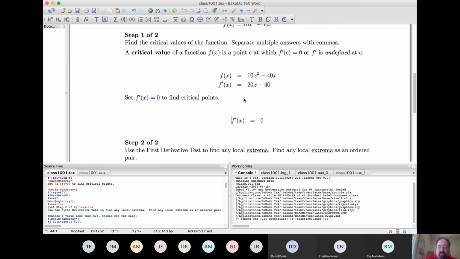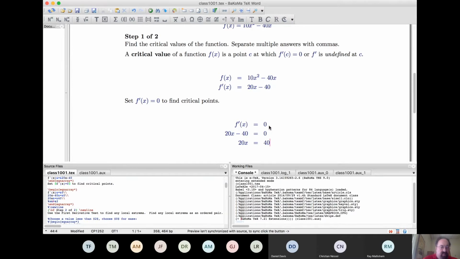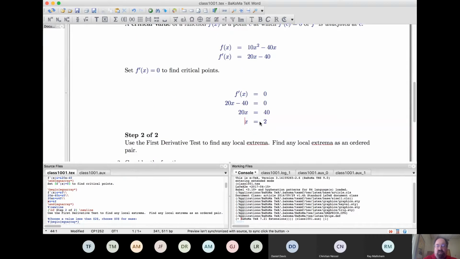All right, so we go ahead and set the derivative equal to 0. That means that 20x minus 40 is equal to 0. Then you can do the algebra and move the 40 to the other side, and then just divide by 20, and we get only one critical value, that is x is equal to 2.